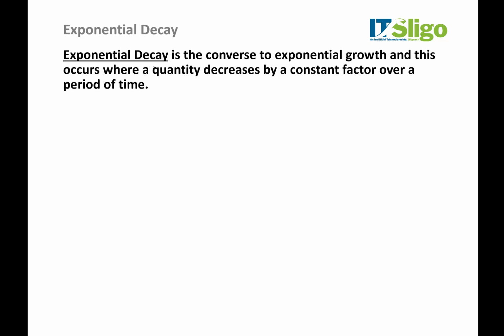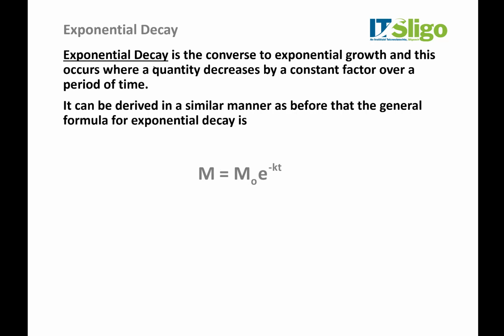So exponential decay is the converse to exponential growth, and this occurs where a quantity decreases by a constant factor over a period of time, and it's got nearly the same function, same formula. The only significant difference, guys, is the minus here. The m and the m0 are purely cosmetic. For growth we used n and n0. For decay we use m and m0, and that's in a general case. This is the general decay function.